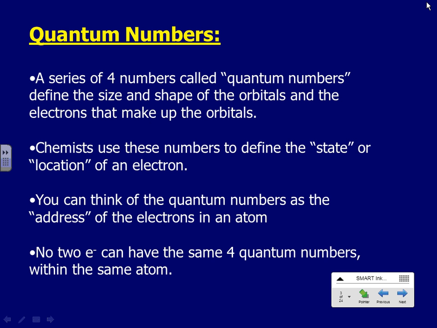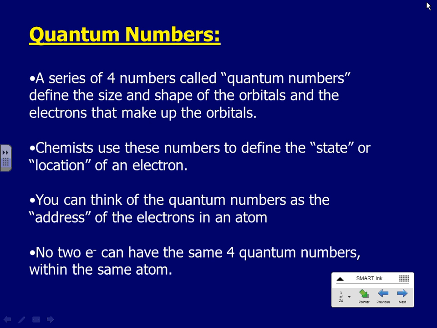You can think of these quantum numbers as the address of the electron. So it's where we would find the electron, if we were to go looking for it, 95% of the time, which is good enough. A very important statement at the end: no two electrons can have the same four quantum numbers within the same atom. In other words, you can't describe two electrons as being in the exact same state.